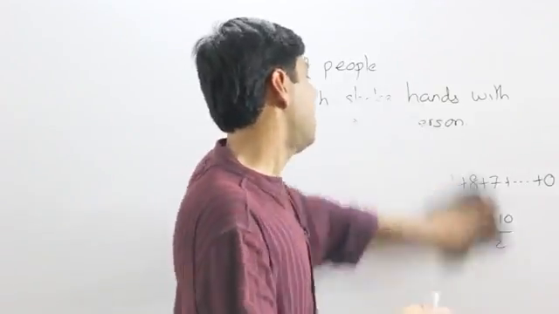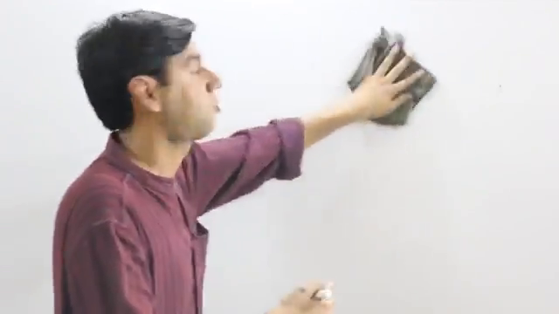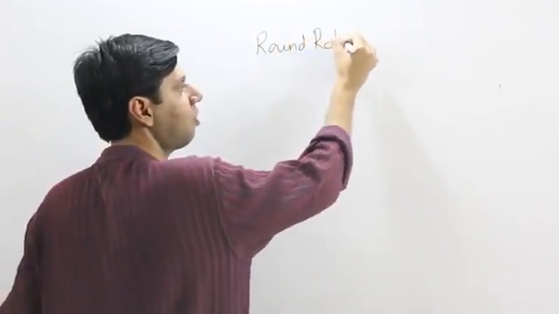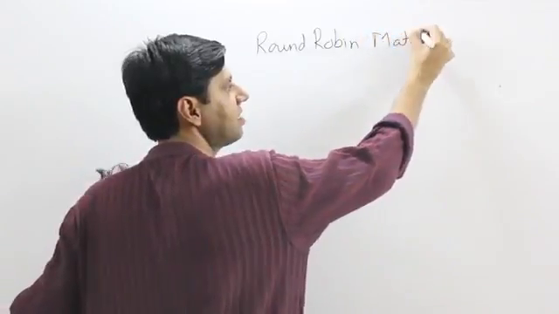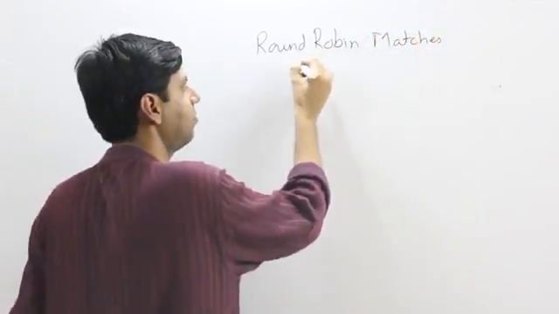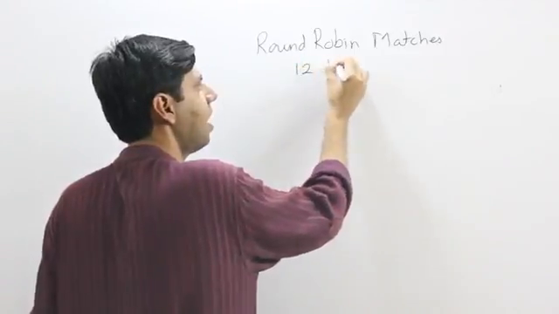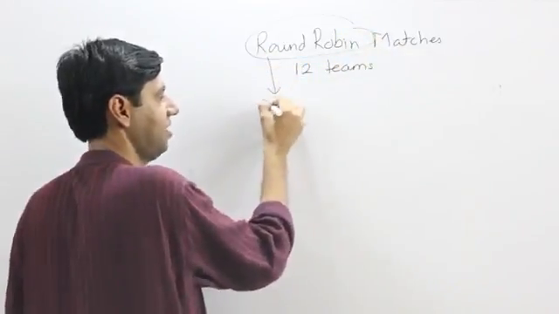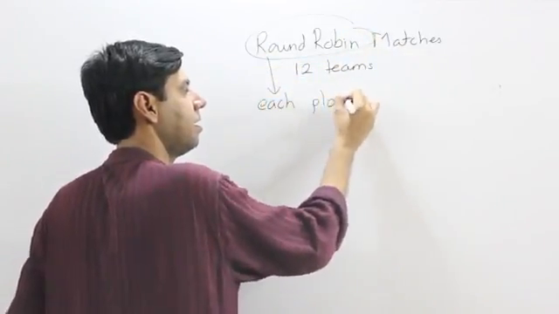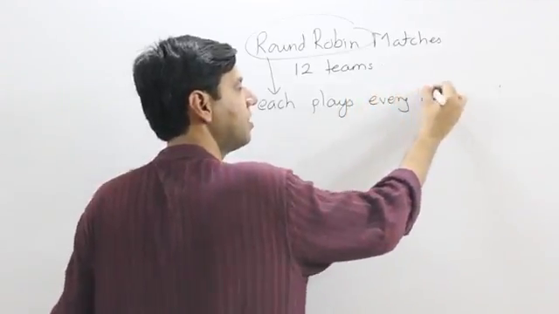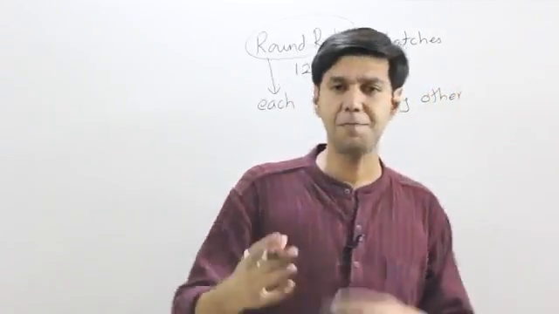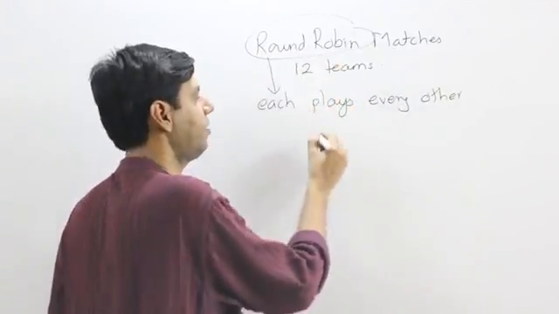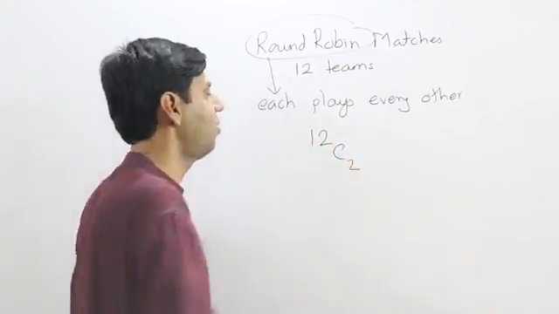This handshake problem is also similar to round robin matches. What happens in round robin matches? Let's say there are 12 teams and each one plays every other. So round robin means each plays every other. Now, this is similar to a handshake. Instead of just shaking hands, they are playing a match. So the question is, how many matches will take place if there's a round robin tournament held between 12 teams, and the answer is exactly the same logic, 12C2.